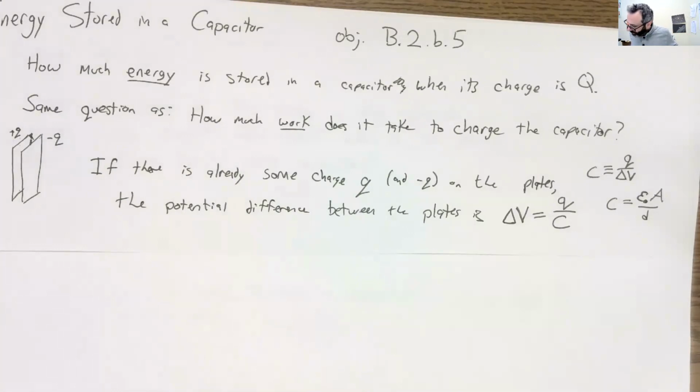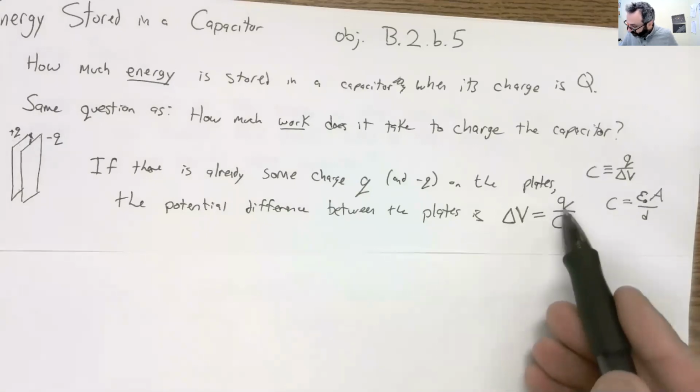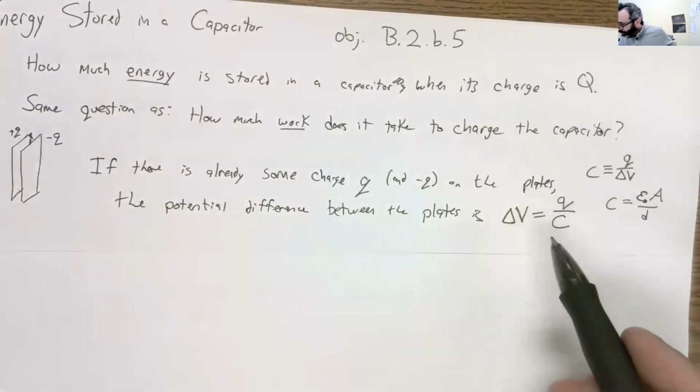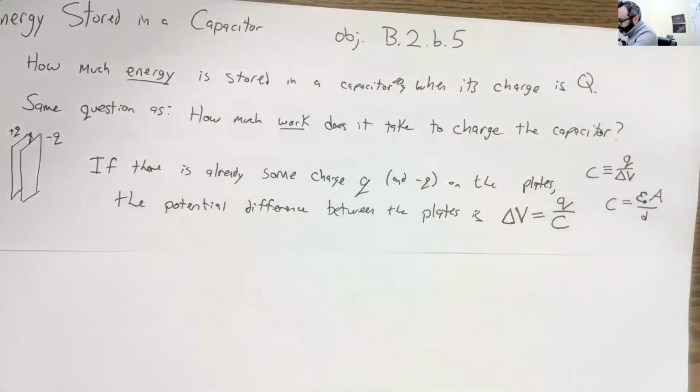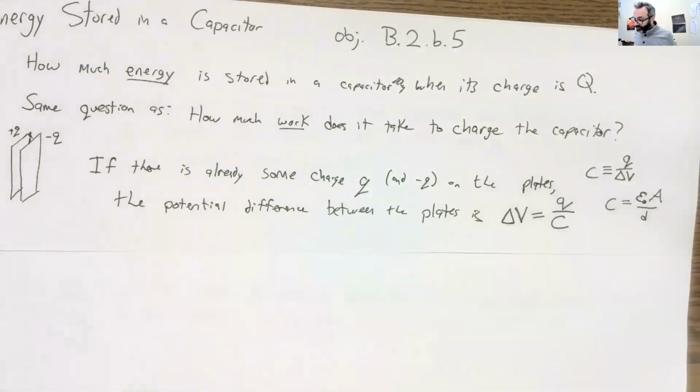So we know this is the potential difference, right? How much charge there is on the capacitor divided by C. And how do we go from potential difference to energy or to work? That's a simple expression, right? That we should know. Because remember, our potential difference, delta V, is just the potential energy per unit charge.